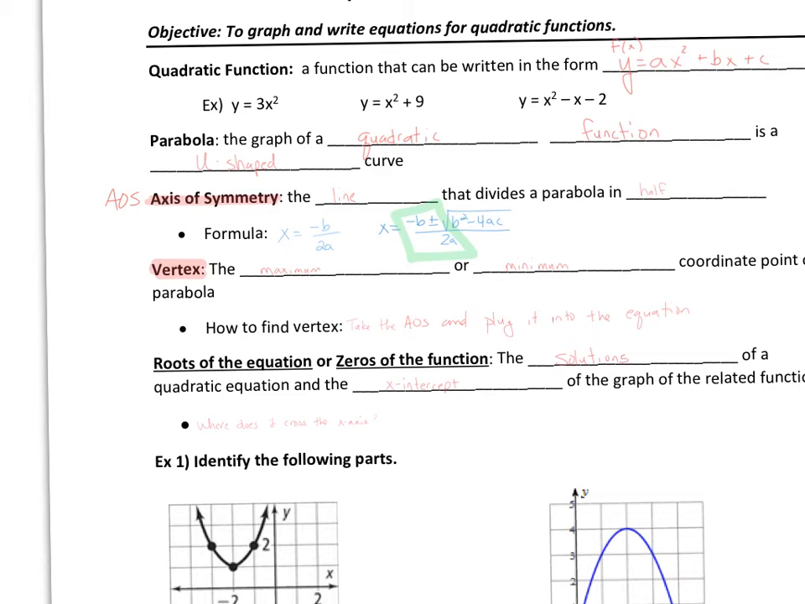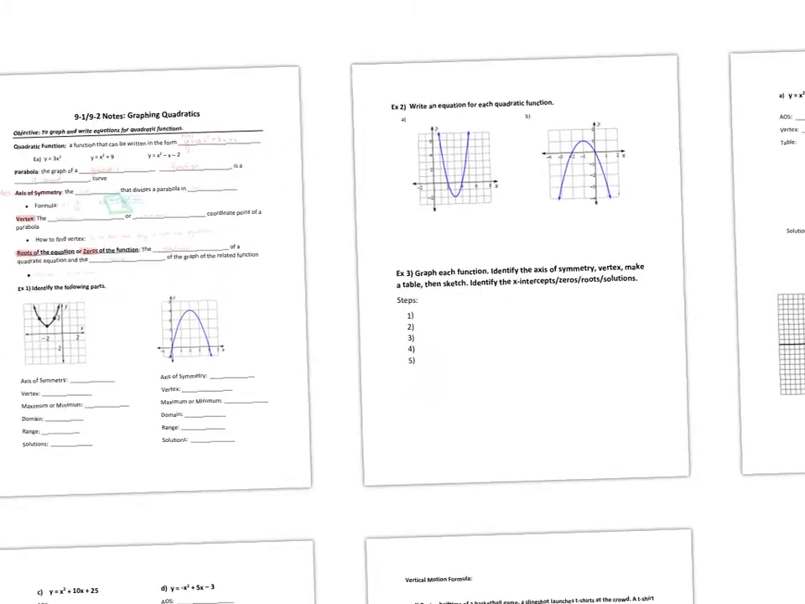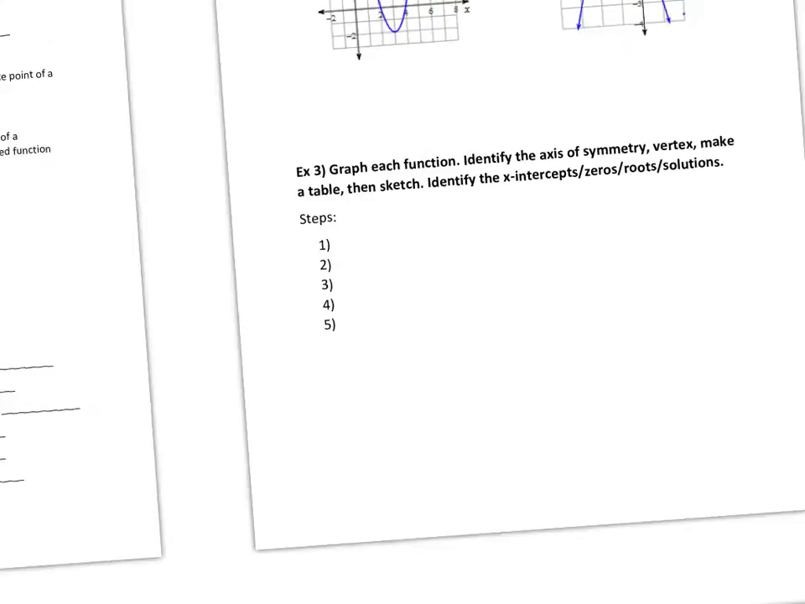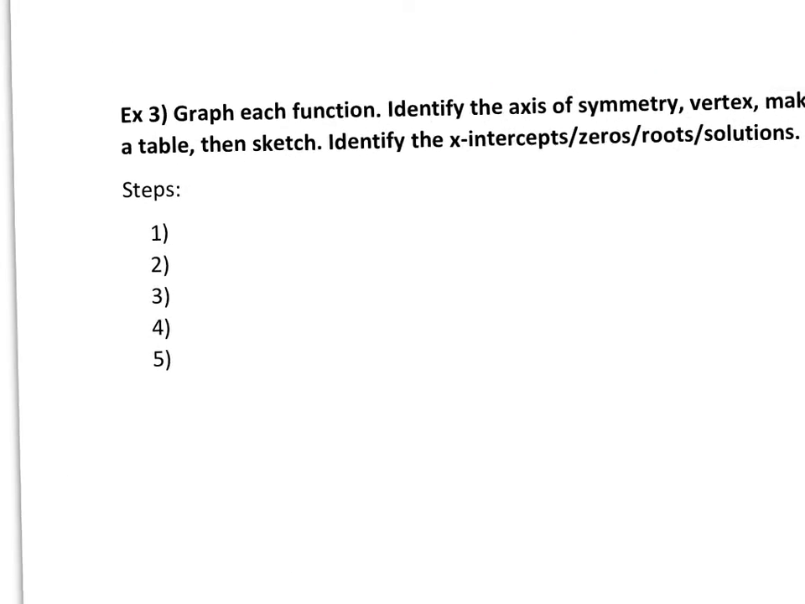All right, so those are two probably really important things that we have to be able to find, okay? Axis of symmetry and vertex, okay? Now, one of the other things we are going to find is the roots or the zeros, and we'll talk here in just a second about how we're going to find those, okay? All right, now I want you to go to this next page here, and I'm going to give you some steps that we're going to follow, okay?